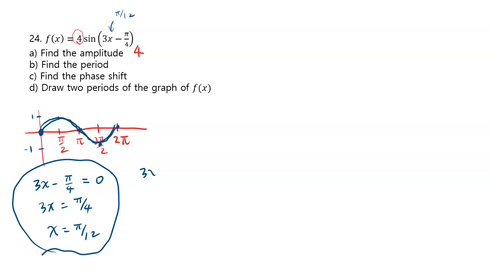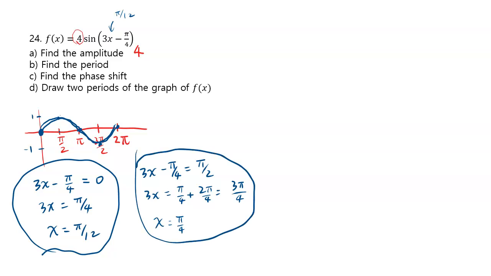We do 3x minus pi over 4. I want to know when it's equal to pi over 2. 3x, add pi over 4 to the other side. And since I want common denominators, I'll rewrite pi over 2 as 2 pi over 4, which gives you 3 pi over 4. And then dividing by 3 both sides, you're going to get x equals pi over 4. And that's good because when x is pi over 4, this entire thing will compute to pi over 2, and I know that sine of pi over 2 is 1.